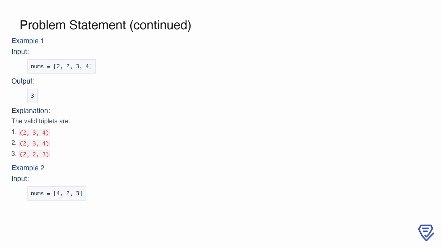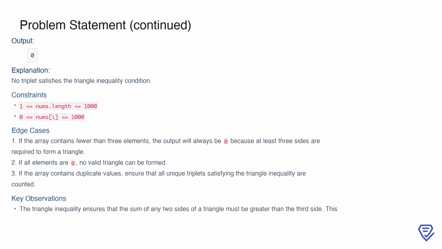Now, let's take a look at another example. In this next example, the input array is nums = [4, 2, 3]. Here, the output is 0, which means no valid triplets can be formed. This happens because no combination of three numbers in the array satisfies the triangle inequality conditions. This example helps us see that the triangle inequality is a strict requirement, and if it's not met, the triplet cannot form a valid triangle.